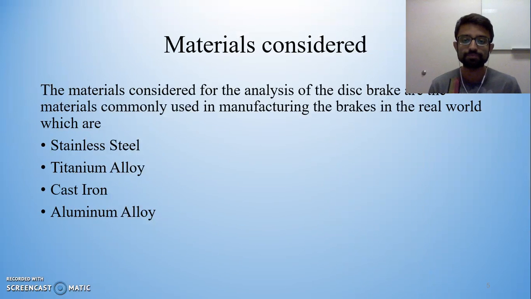Over here the disc brake rotor was fixed and braking force was applied, thereby deriving the deformation and the stress contours. Now, the materials that I've considered for this analysis are the materials which are commonly used for manufacturing disc brakes in the real world. These materials include stainless steel, titanium alloy, cast iron, and aluminum alloy. These materials were selected to keep the results as close to real world conditions as possible.